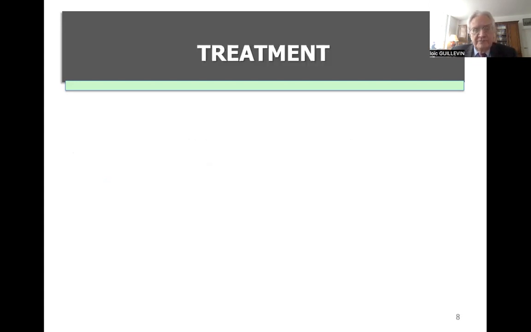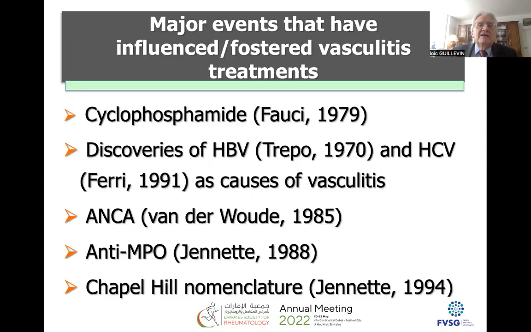Now we'll go on to treatment, because the major advances have been made on treatment of vasculitis. Some history. In the past, no treatment. After that, steroids only. But the first progress was in 1979, when Anthony Fauci published a short series of patients who received cyclophosphamide in addition to steroids for severe disease, and most recovered.